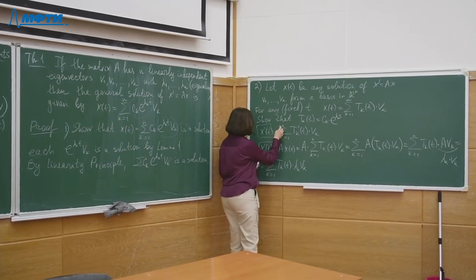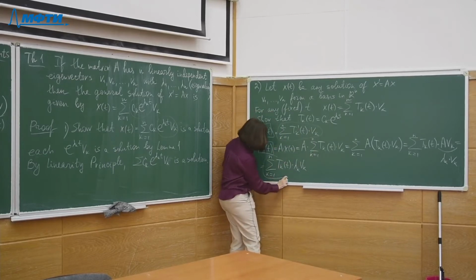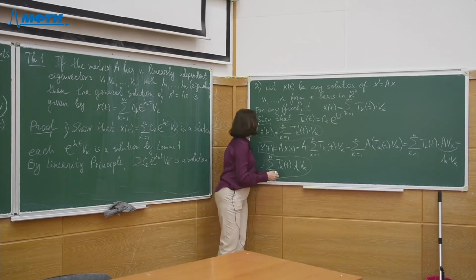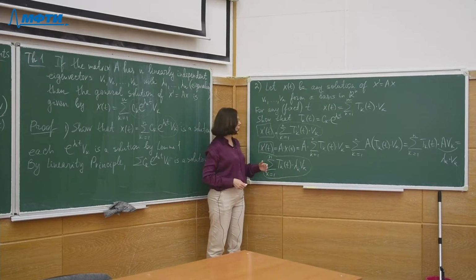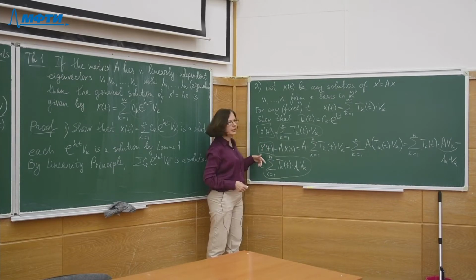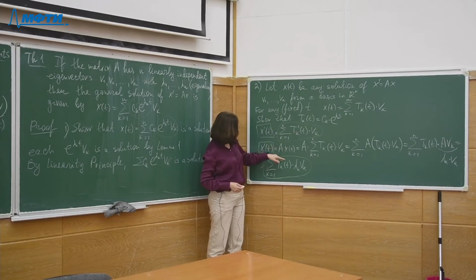Look here, we can see that x prime of t is equal to this linear combination, and at the same time it is equal to this linear combination. But we know that the vectors from v1 to vn form the basis in Rn. So the expansion of the vector x prime of t relative to the basis is unique, because this is a basis. So we must equate the coefficients of vk's.